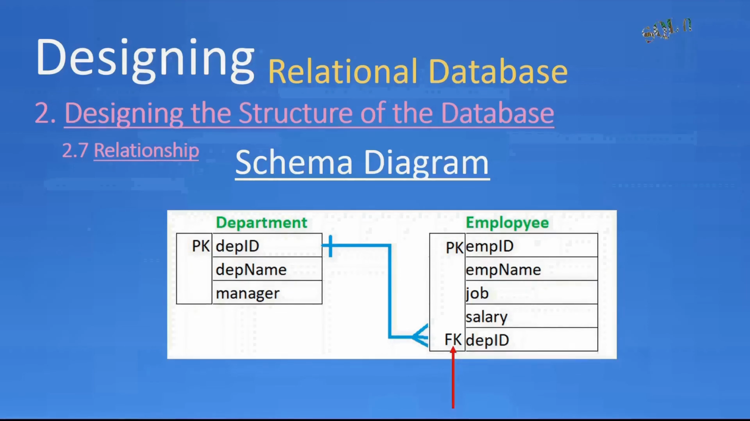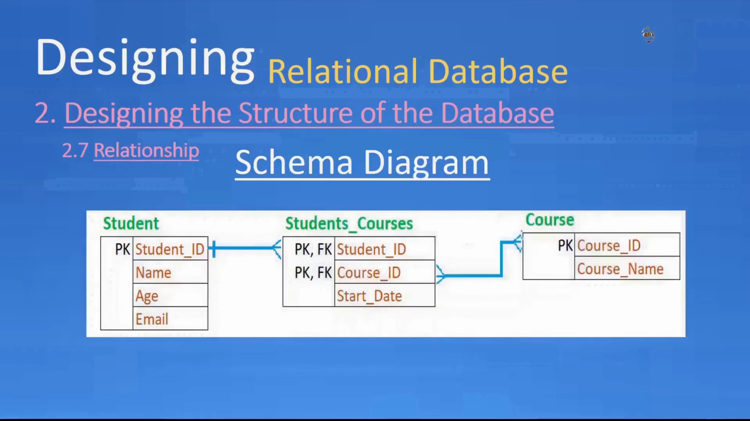As we saw earlier, a foreign key in a given table is also a primary key in another table. In this case, Dep ID is the primary key in the department's table, and a foreign key in the employee's table. Therefore, these 2 tables are related through this foreign key, Dep ID. In this schema diagram, we see a pair, PK-FK, which means they are a composite key, a key composed of more than one column. Student ID and course ID together are serving as primary key in the table students' courses.